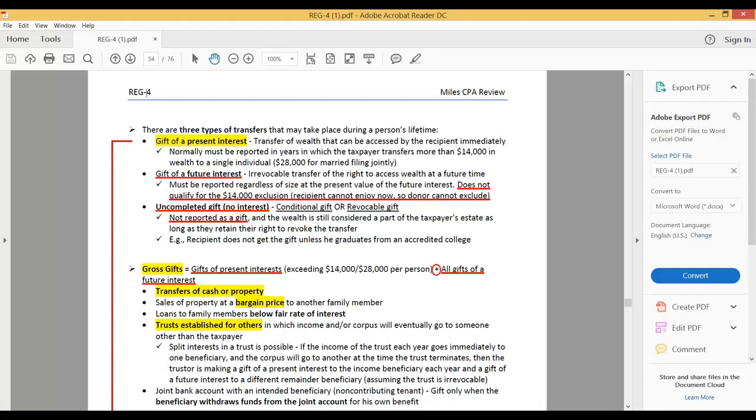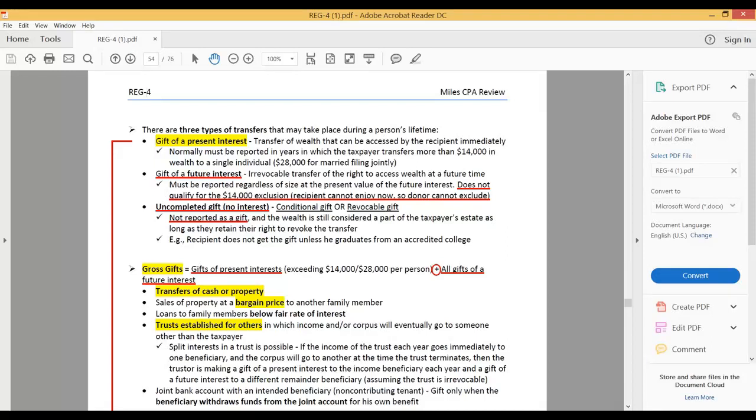Now, if I give a gift of future interest, again, the gift of present interest and the gift of future interest are all irrevocable. Once it's given, I cannot take it back. A gift of future interest is when it is not available for immediate enjoyment. So say I put $10,000 in a fixed deposit for a friend or some relative of mine, and I say, hey, this is available for you after it matures in 2 years' time.